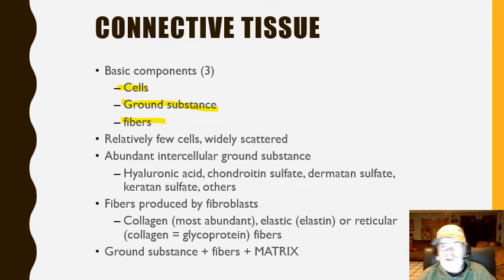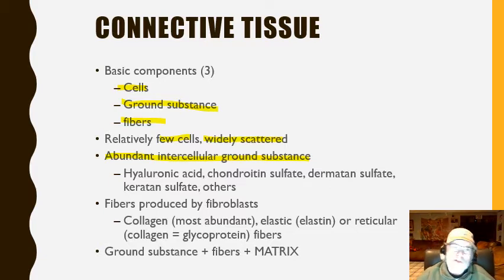It has fewer cells and lots of matrix. Few cells, and they're very widely scattered. And when we show you some pictures of what they look like, you'll see a lot of amorphous material, and then you'll see a cell here, a cell there, a cell there. But they have this abundant intercellular ground substance or matrix. And this matrix, depending upon where it is and what it's for, contains a lot of things.